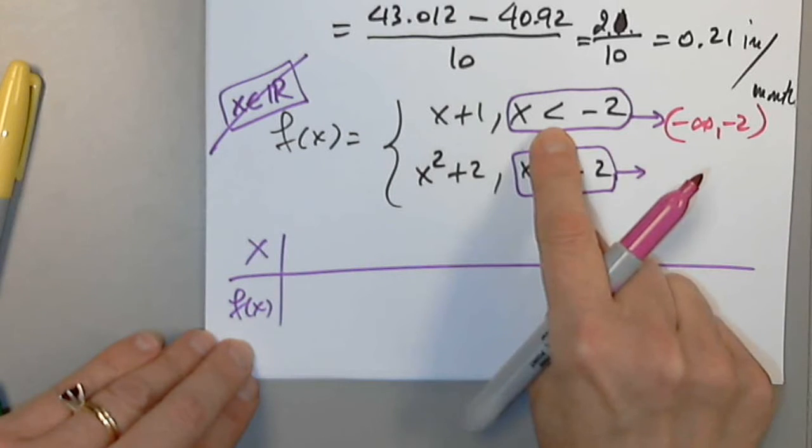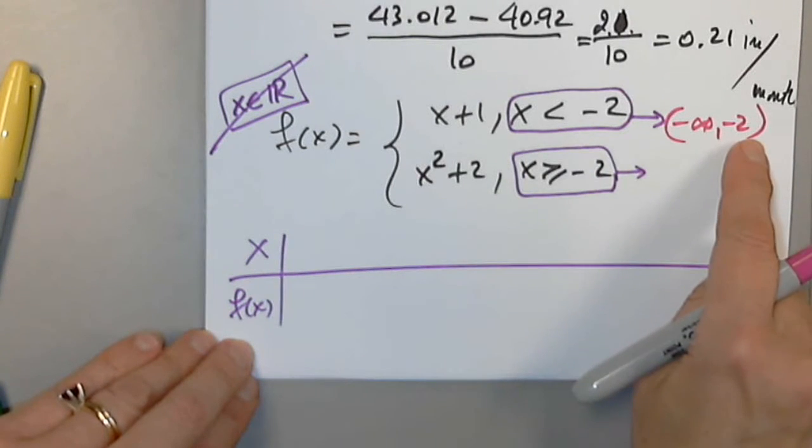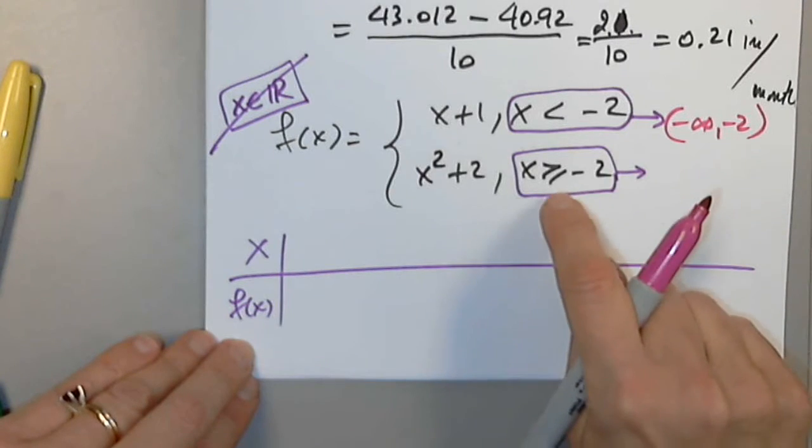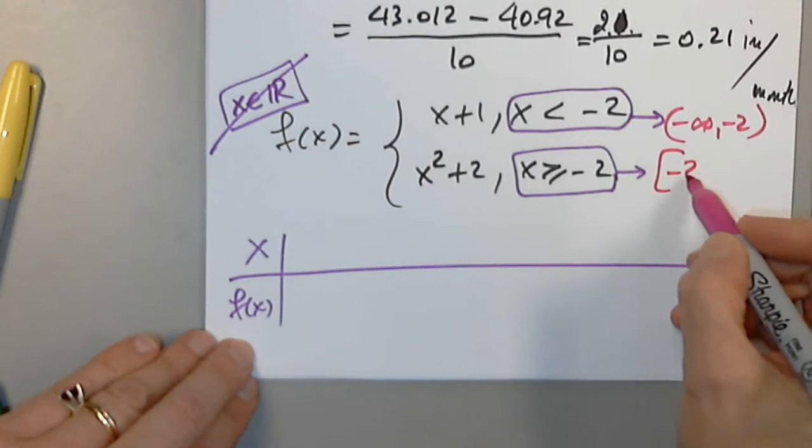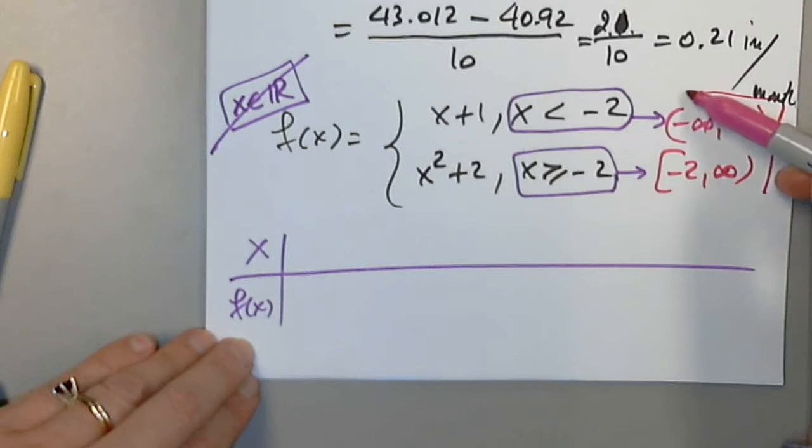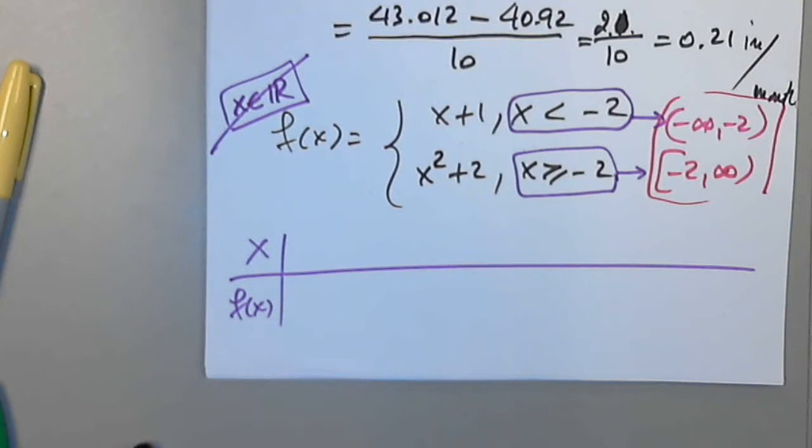There is no equal symbol. Every number up to, but not including it. So this one will be -2 to infinity. Now from here, it's even easier to identify the domain.